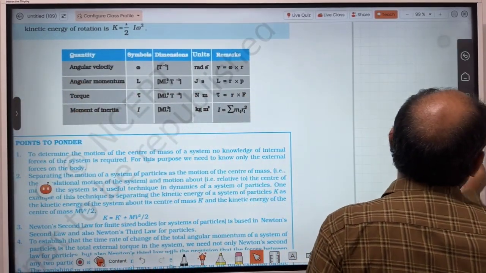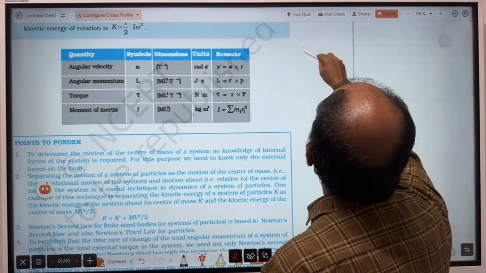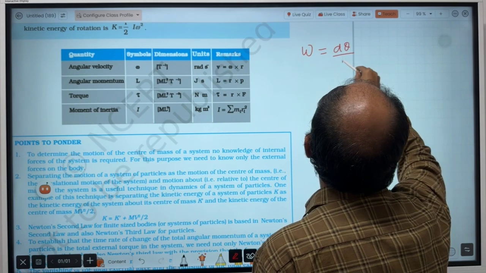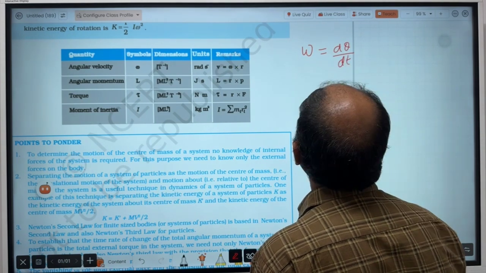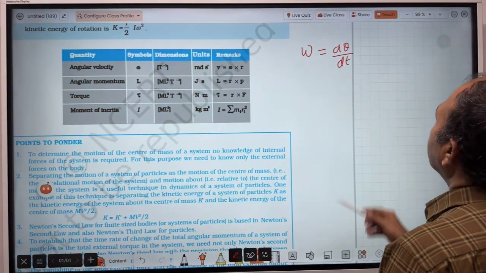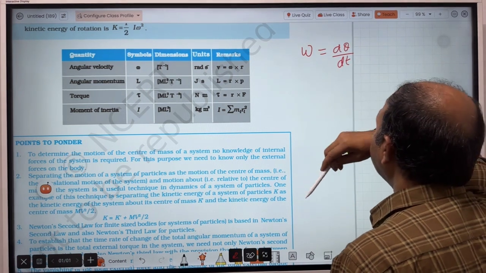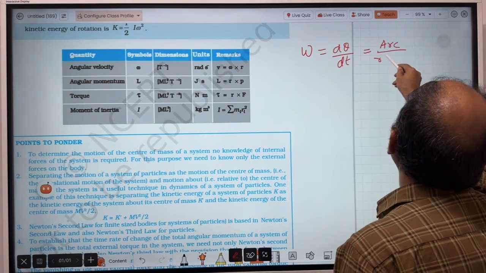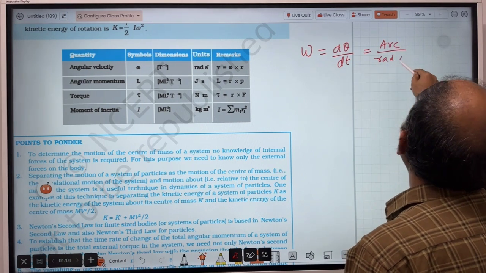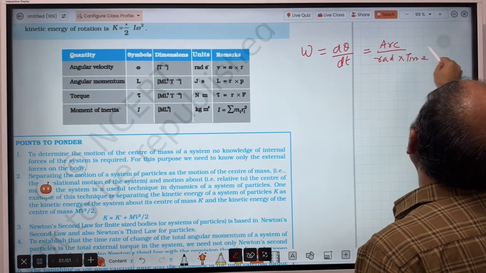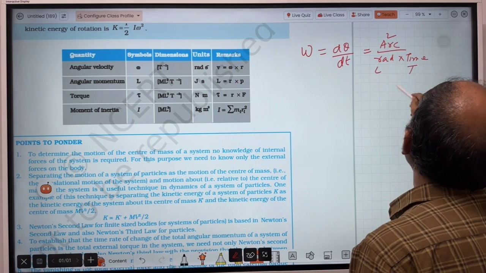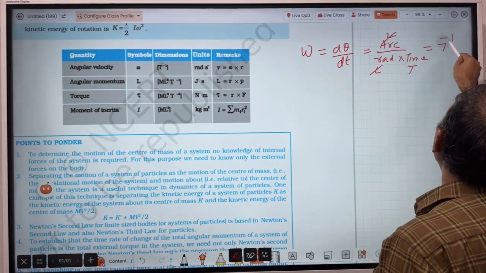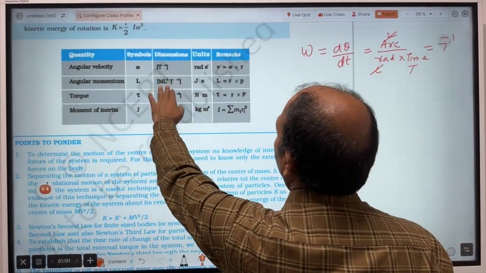So how to find? The first quantity uses omega. Omega is d theta by dt, right? Here, if you want to write the dimension, theta, angle, is arc upon radius, and dt is time. So this is length, this is length, this is time. So length will cancel out, 1 upon time will be left, so T power minus 1. So that is what is written here.